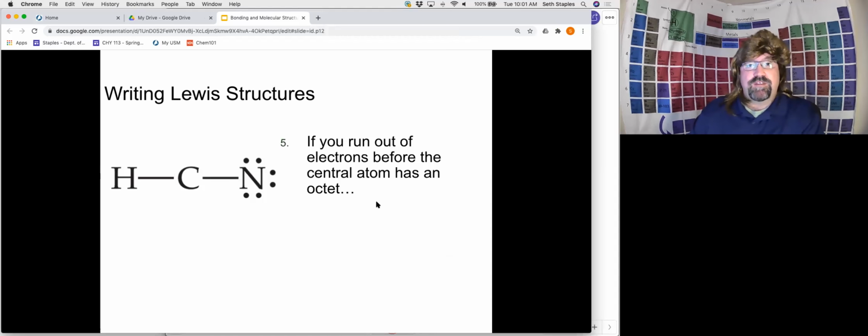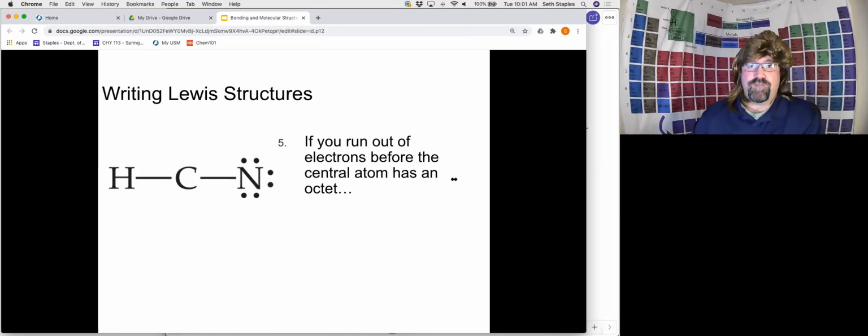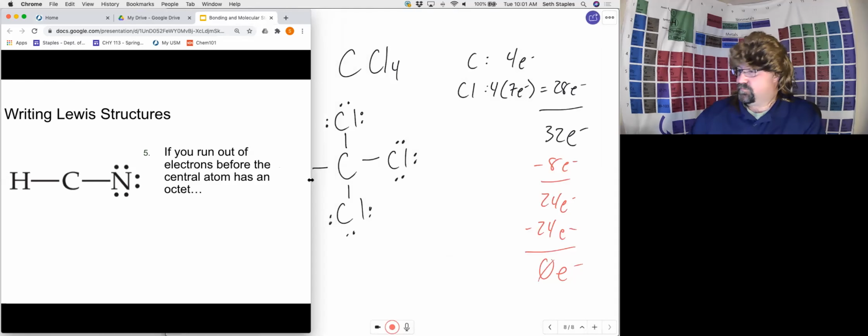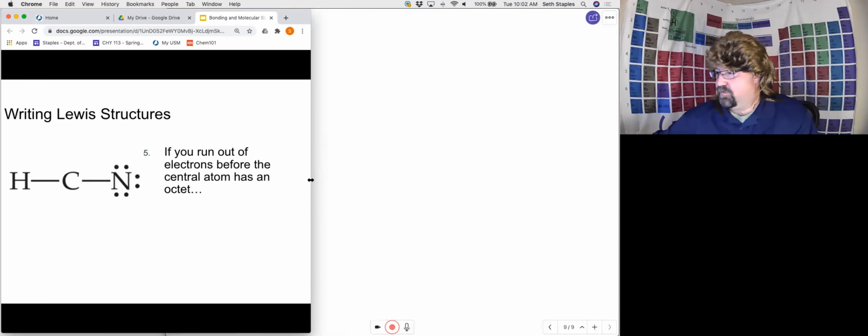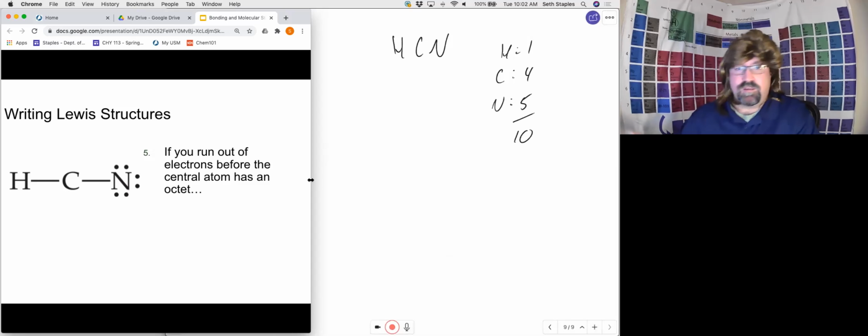Now you might run into a situation where you run out of electrons. So we've used all of our electrons here. Let's actually go through this one. Here we have HCN. HCN, 1 electron from hydrogen, 4 from carbon, 5 from nitrogen. So we have 10 electrons total.